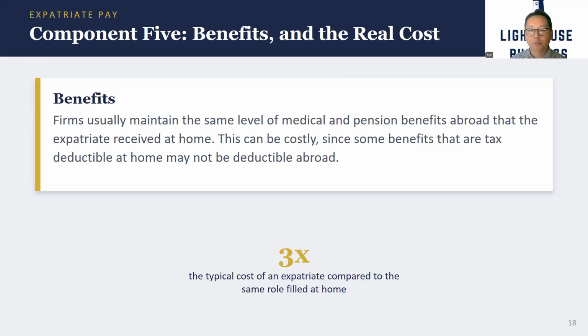Adding up all five components, base salary, the foreign service premium, allowances, tax differentials, and benefits, an expatriate's total compensation package can cost the firm up to 3 times what the same role would cost if filled by someone based at home. This very high cost is exactly why many companies actively try to limit how many expatriates they use, and instead try to hire and develop local talent wherever possible.